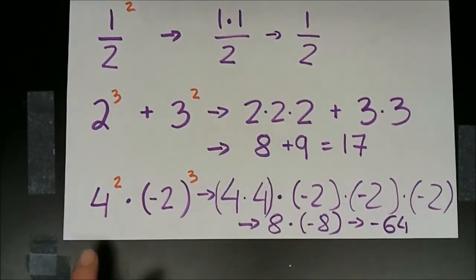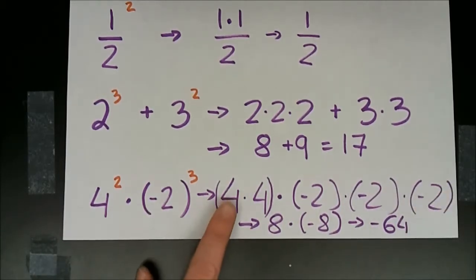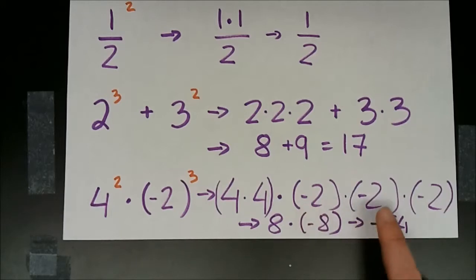That's all it is. Take each exponential form one at a time, break it down, work it out, then deal with the other one if there's more than one, and only then do whatever the operation is. So I broke this down, broke that down, figured out what's 4 times 4, figured out what's negative 2 times negative 2 times negative 2, and then I multiplied the two together. That's it. That wasn't so bad.